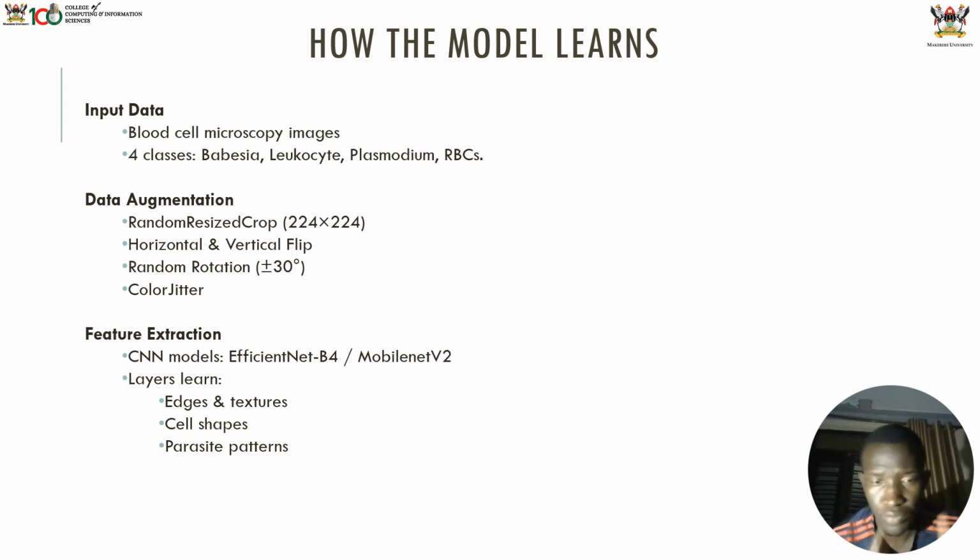Since we have grouped our datasets, then from there we shall have our data augmentation. This will help us to improve how our model analyzes these images. Under the data augmentation, we shall start with random resized crop, which standardizes our images into a size of 224 by 224. Then we have the flipping, the horizontal and then the vertical. This helps our model to learn the orientation invariant features.